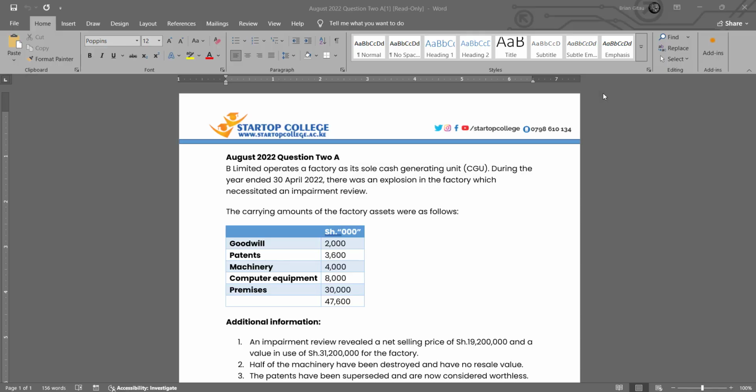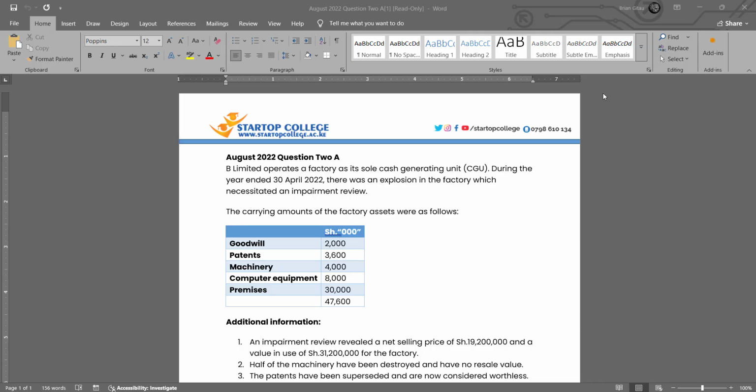Hello and welcome to our illustration on August 2022 question 2A on impairment of assets. The question reads that B Limited operates a factory as its sole cash generating unit, CGU, and during the year ended 30th April 2022, there was an explosion at the factory which necessitated an impairment review. The carrying amounts of the factory's assets were as follows: goodwill, patents, machinery, computer equipment, and premises.